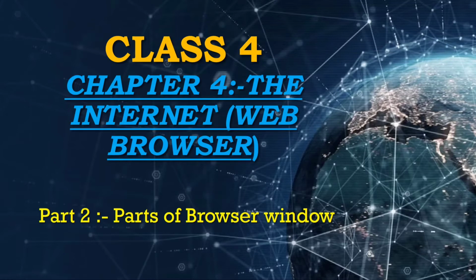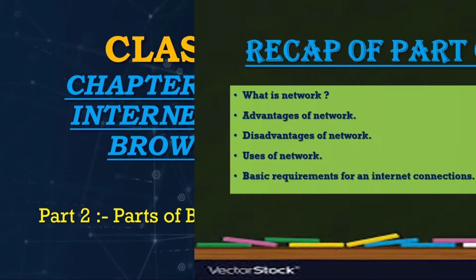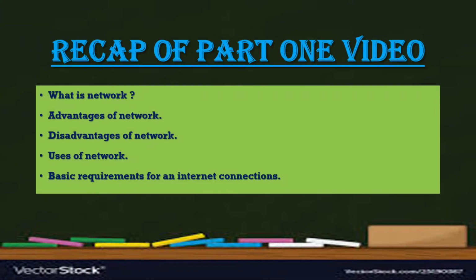But before moving to the second part, I want to check a quick recap of part 1 video. In part 1 video, we learned about what is network, advantage of network, disadvantage of network, uses of network, and basic requirement for internet connection, that is ISP, modem, broadband, and phone line connections. I hope you have seen the first video. Now I'm going to start our next topic video, that is parts of browser window.